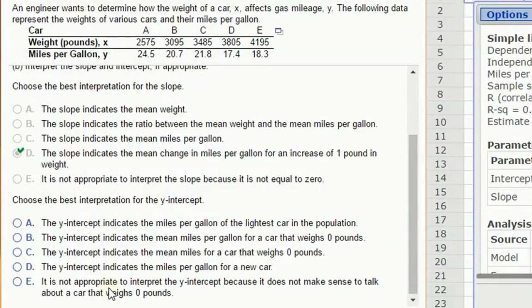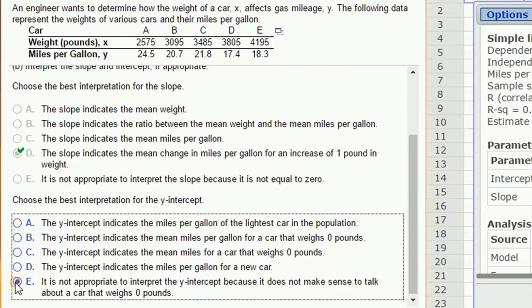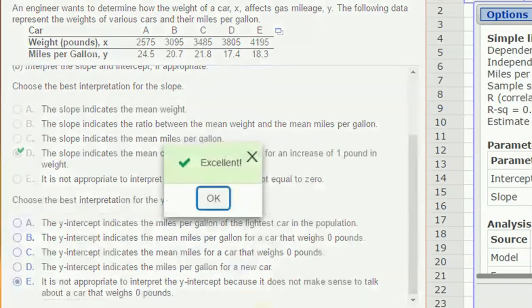The best interpretation for the y-intercept, it doesn't. So if x equals 0, then the miles per gallon would be the y-intercept, 34.2044. But what does that mean? A car that weighs 0 pounds? That's not realistic. In some problems, the y-intercept has a realistic interpretation. Sometimes it doesn't. This is a situation where it's not appropriate to interpret the y-intercept. It doesn't make sense to talk about a car that weighs 0 pounds.